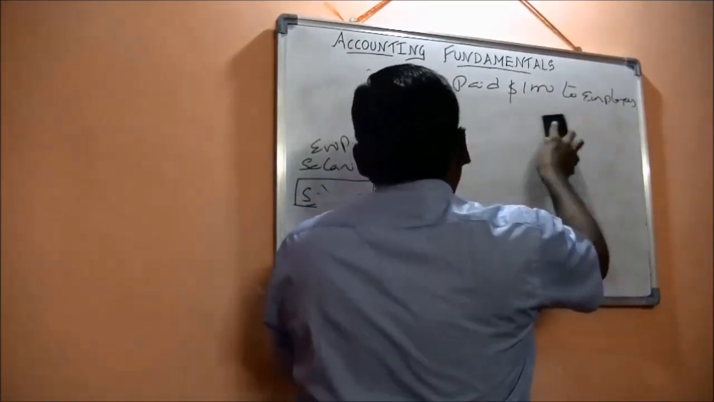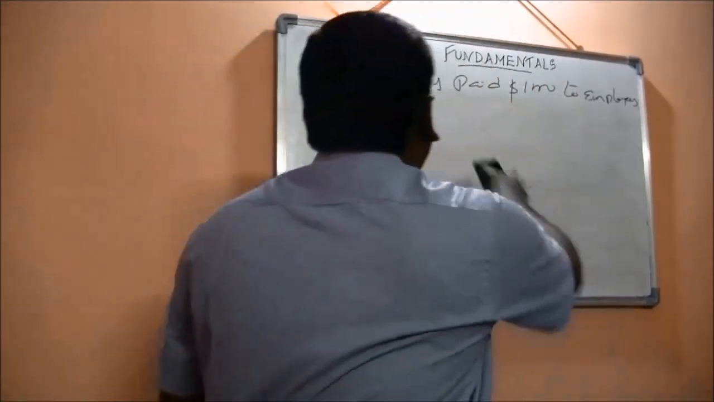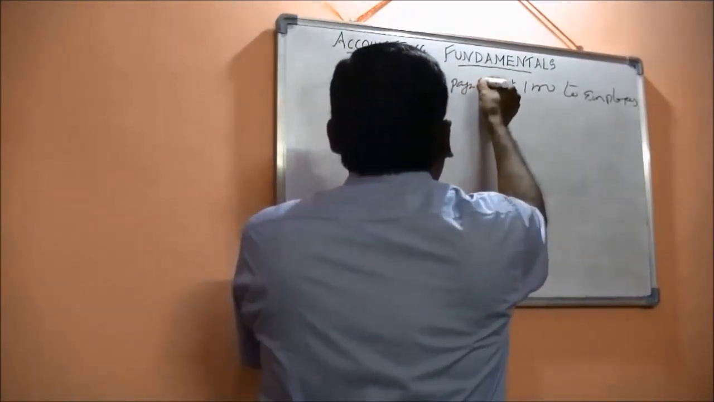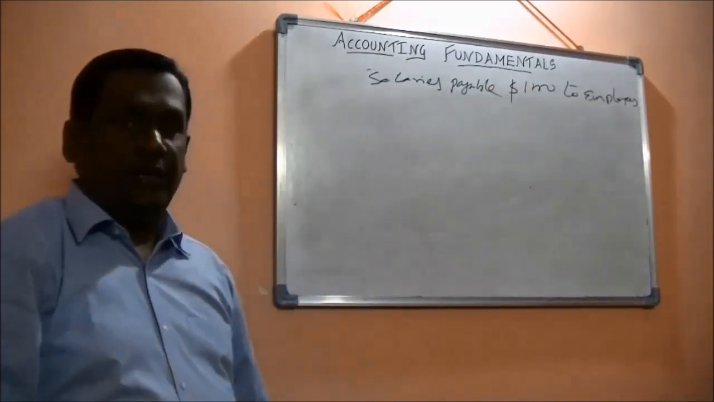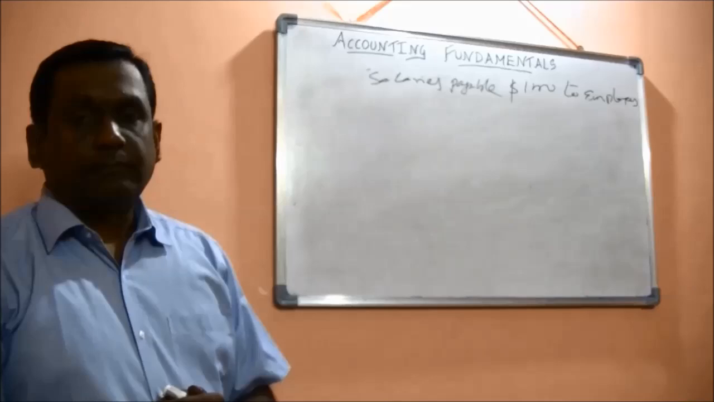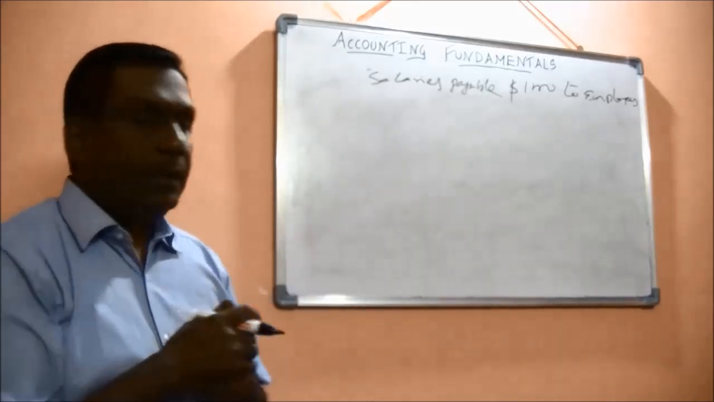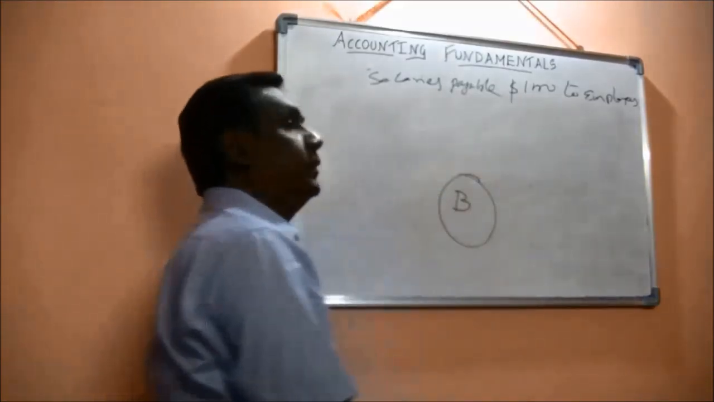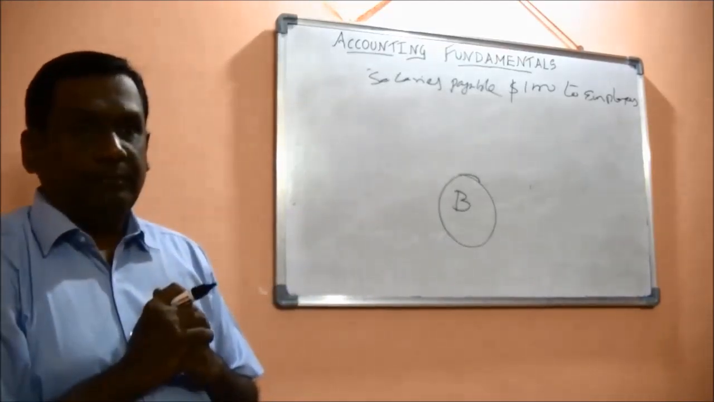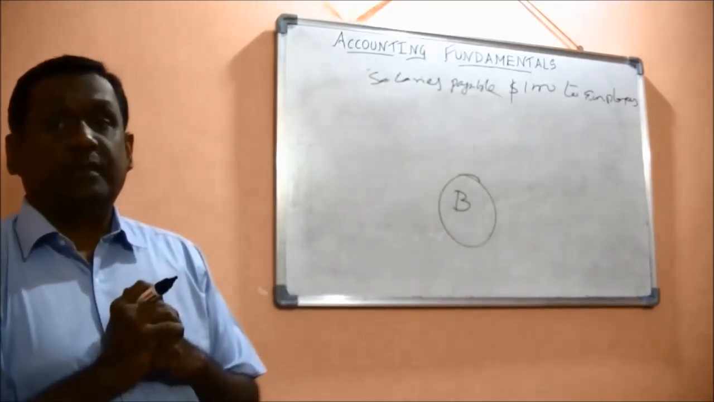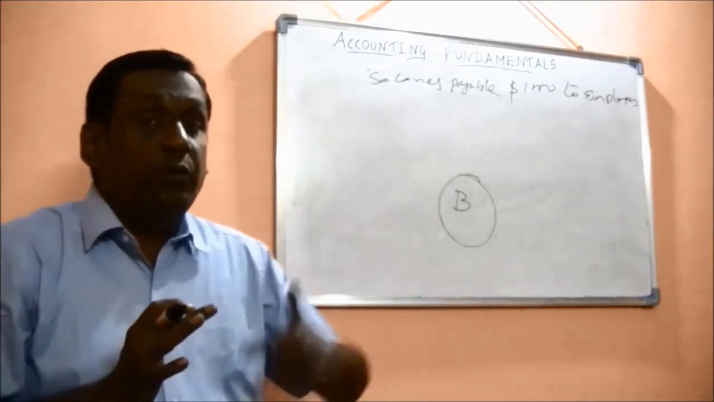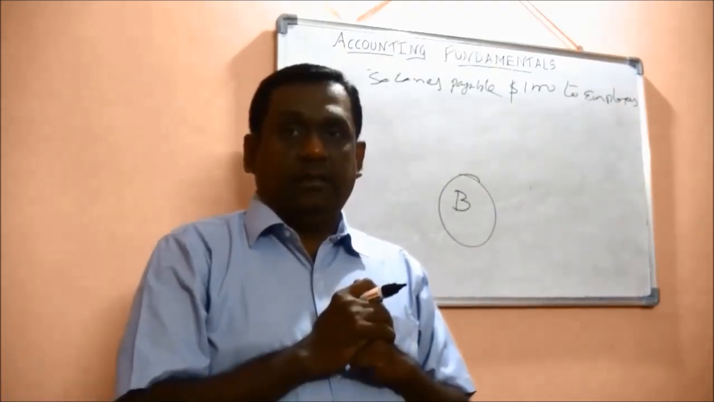Same example I will tell you, salaries payable. Previously I said salaries paid. Now I am talking about salaries payable, not paid. Business is yet to pay. How do I book this entry? Salaries payable to employees, not paid. Employees provided their services, but the business is yet to make the payment. What entry do I need to book?